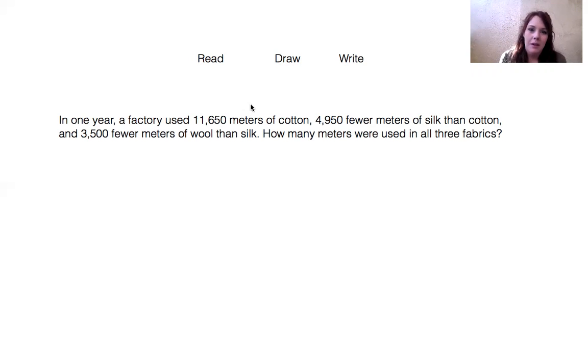Thank you all who answered. For those of you that didn't, can you let me know what was the first step in our read, draw, write? Thank you. And again, that's just a simple check with you. So our question that we need to read: in 1 year, a factory used 11,650 meters of cotton, 4,950 fewer meters of silk than cotton, and 3,500 fewer meters of wool than silk. How many meters were used in all three fabrics?